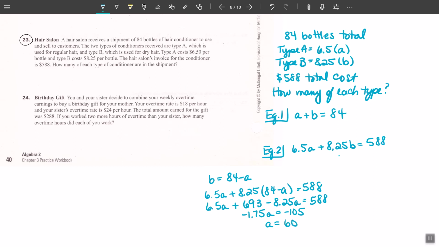So what that means is that we have 60 bottles of type A. And if we have 60 of type A, we can go back up. We know up here in this first equation that if we have 60 of A, we're just going to subtract that from 84. Actually, we can look right here too. 84 minus that 60 lets us know that we have 24 of type B.